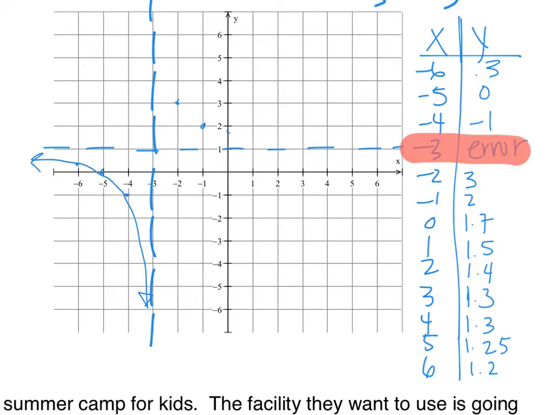1.7. 1.5. And then it gets really flat. I'm going to jump out to 1.25. Because it's so flat, I'm just going to connect them here. So it comes almost straight down, curves, and then flattens out nicely. On both these curves, we're going to have arrows on both ends.